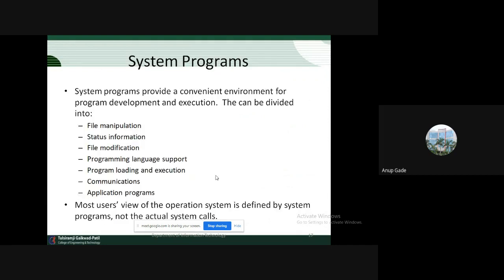Now the system program. Initially we saw the system call, which acts as an interface, and the system program provides a convenient environment for program development and execution. That is, program development and smooth execution of programs is the responsibility of the system program. System programs can be divided into file manipulation, status information, file modification, programming language support, program loading and execution, which is a very important and big task, communication, and application programs. Most users' view of the operating system is defined by the system program, not by the system call.